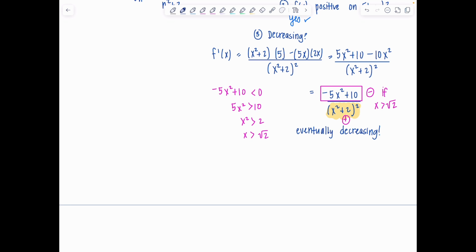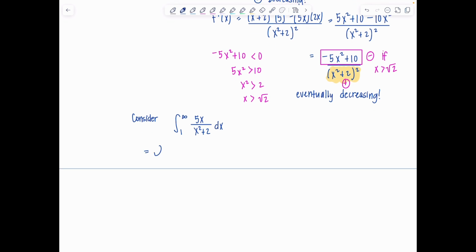And first, let's consider the improper integral from 1 to infinity of 5x over x squared plus 2 dx. So the absolute first thing you need to do is rewrite this as a limit. So this is the limit, pick a variable, I'll use t, as t goes to infinity, from 1 to t of 5x over x squared plus 2 dx. Now start thinking about how you want to integrate. Good old u sub will work in this case, right? Because the denominator is 1 degree higher than the numerator.